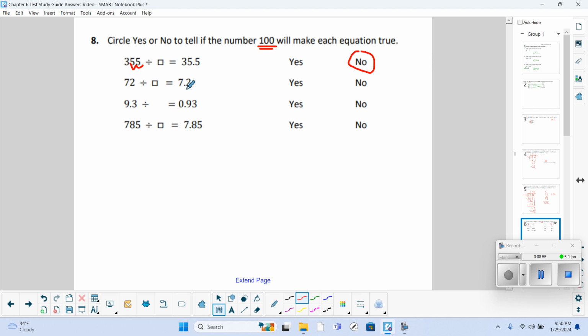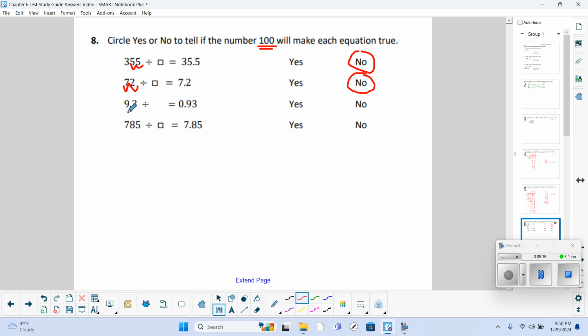Next one. Divide by 100. 72 divided by 100. Well, the decimal's here. I would move it 2 places. So that would be 0.72, which is not the same as 7.2, so that's another no.